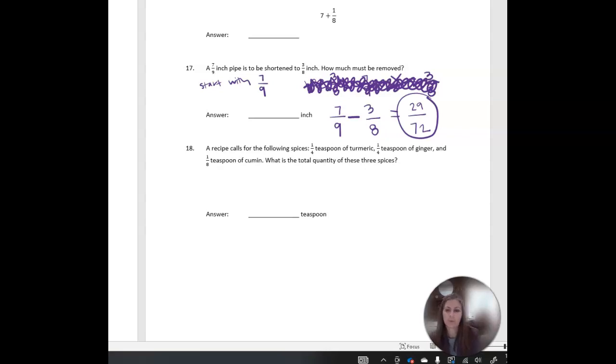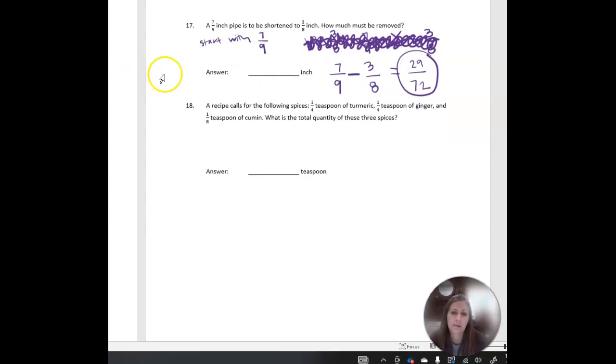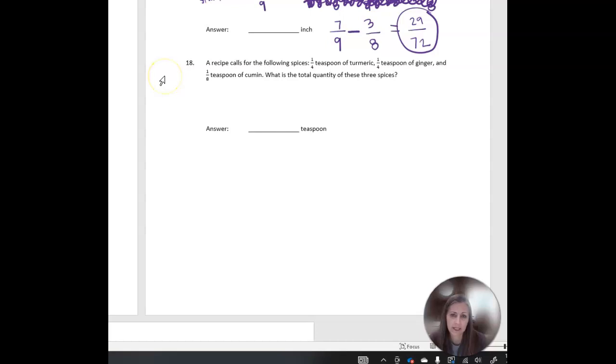Okay, really quick, the last one. I love this problem because it's a cooking problem and we all cook, and if we don't cook, we eat. A recipe calls for the following spices: 1/4 teaspoon of turmeric, 1/4 teaspoon of ginger, and 1/8 teaspoon of cumin. What is the total quantity of these three spices? So we need to add 1/4 plus 1/4 plus 1/8.